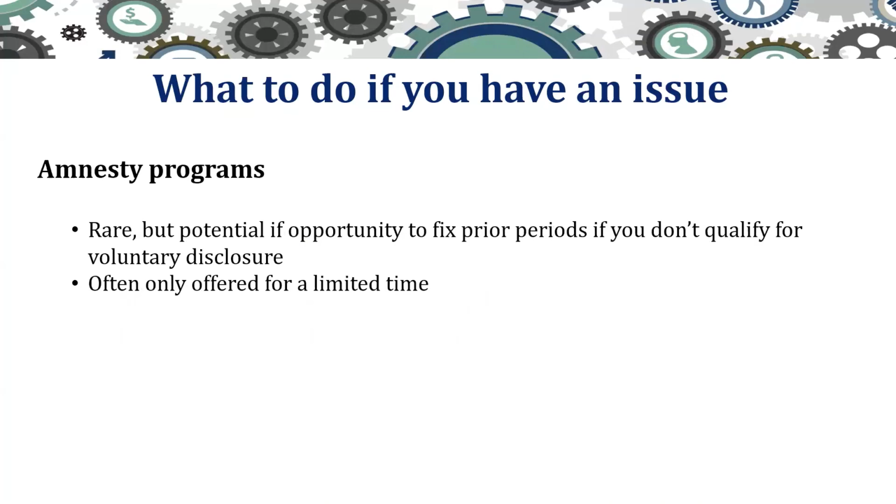Another option that's far less common, but some states have them, is amnesty programs. I actually have a typo on this slide. This if shouldn't be there, but it's rare, but there's a potential opportunity to fix prior periods if you don't qualify for voluntary disclosure. So sometimes you can get into an amnesty program even if you've already been, say you've filed the last couple months at a state and they start an amnesty program, you might be able to go back and get in filing old months as well under the program, even though you've already been contacted.